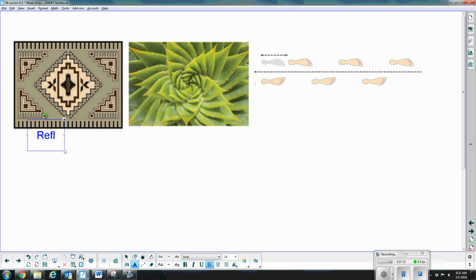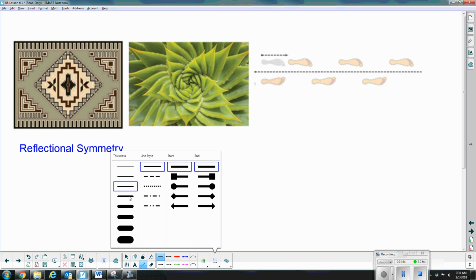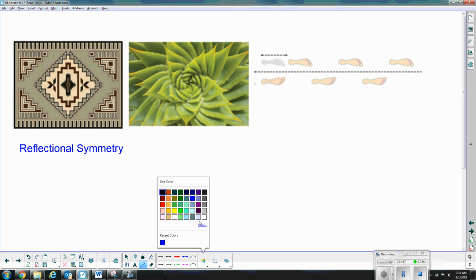This first one has reflectional symmetry. So reflectional symmetry, you can draw a line on the image, and that's just like holding out a mirror. So in this image, for example, I'll use a dotted line. If I drew a line right down the middle here, and I reflected this left side over the line, I would get exactly what's on my right side.